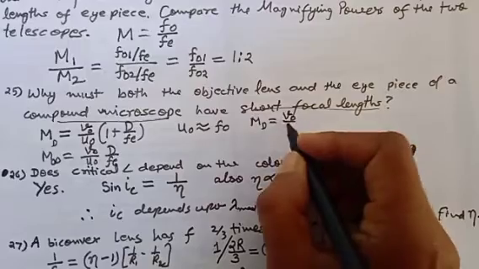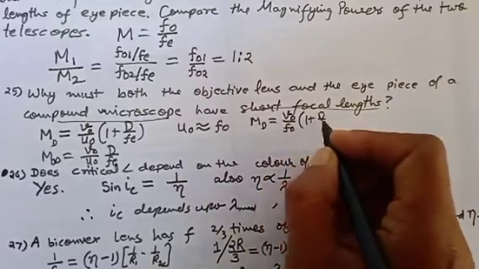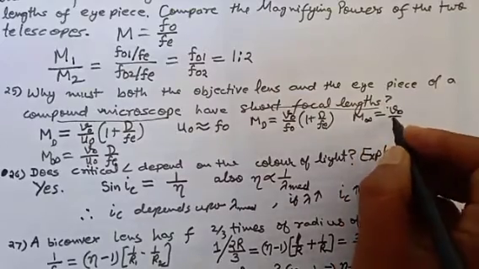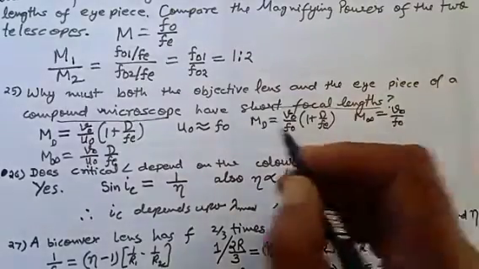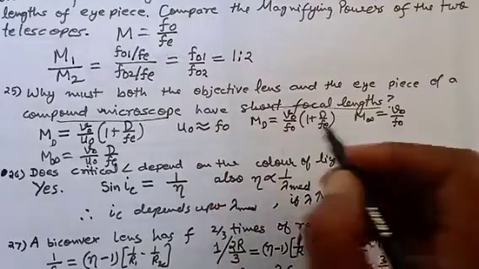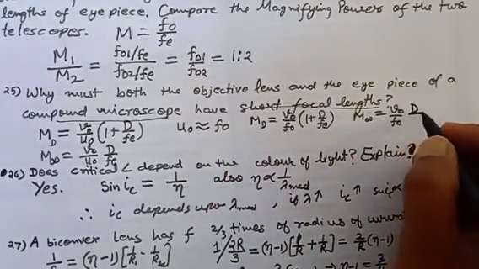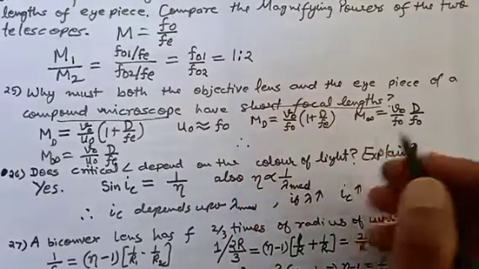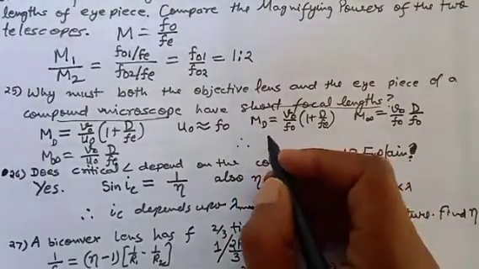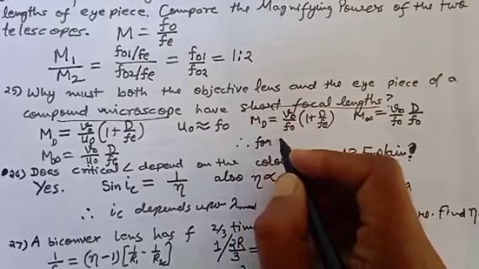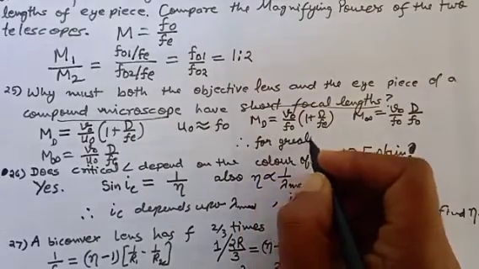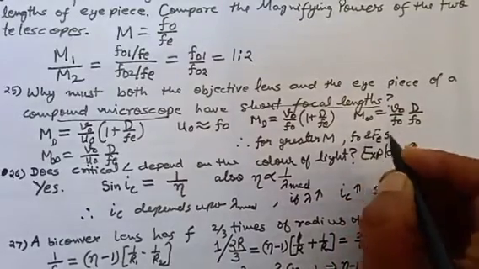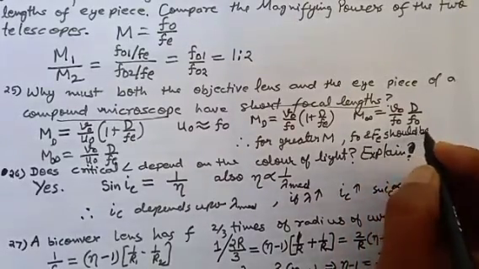So it will be VO upon FO times (1 plus D upon FE), and for M at infinity, VO upon FO times D upon FE. It is not to be used in this manner, but actually UO is very close to FO. That is why we are using it this way. It's an approximation. So it is clear from the equation that for greater M, FO and FE should be smaller.